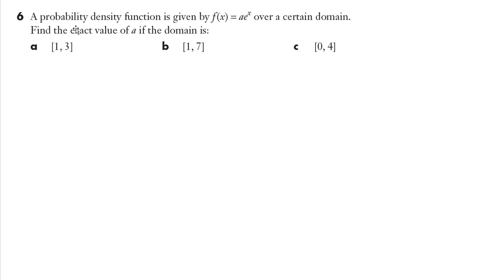Hopefully this is making sense now, and if it is, you might want to skip the video and go and try 6 and 7, but I'll quickly do some anyway. We'll do a from 6 in the domain 1 to 3. What's the value of a? So what coefficient would this function need in order for it to be a probability density function? Okay, so between 3 and 1, we're going to integrate a e to the x. Now remember, this is e to the 1x.